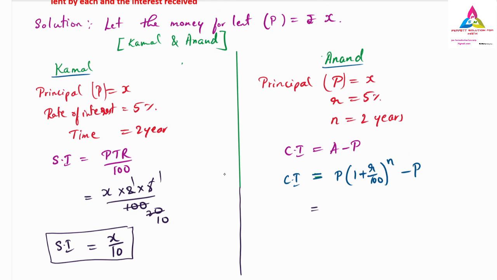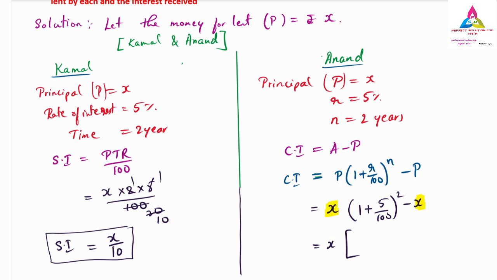So here the principal amount we have taken X, and obviously the P can be taken common. Let it be, afterwards we can take it common. 1 plus rate of interest 5 divided by 100, raised to 2, minus P. P means what here? X. So we have taken the principal amount as X. And obviously here you can see X and X is common.